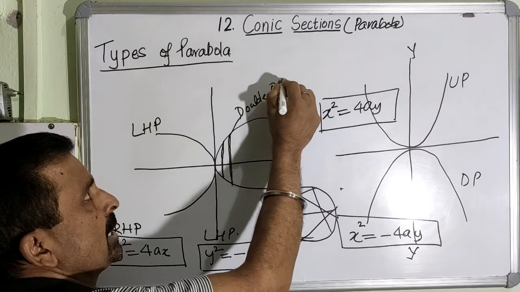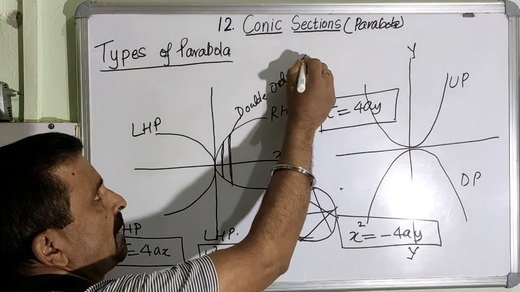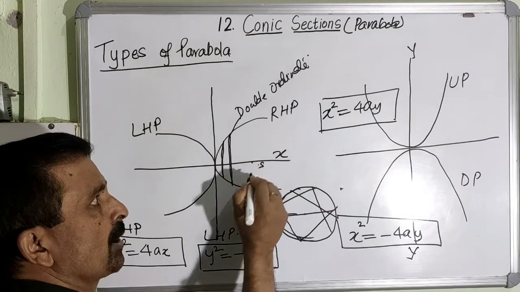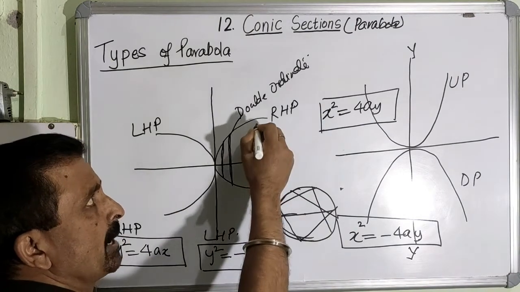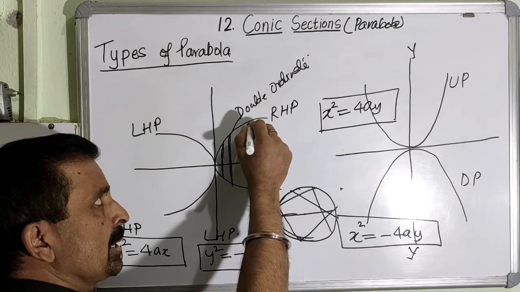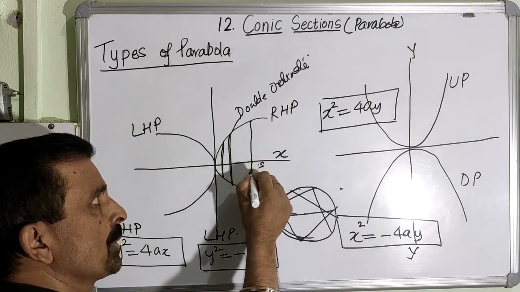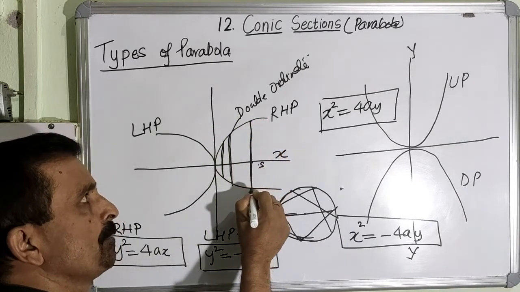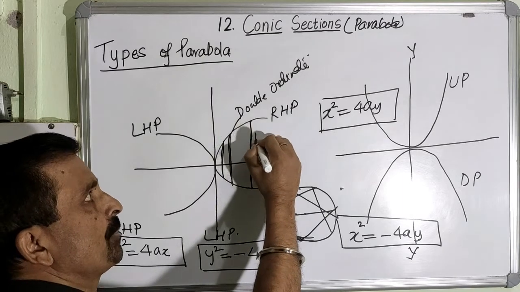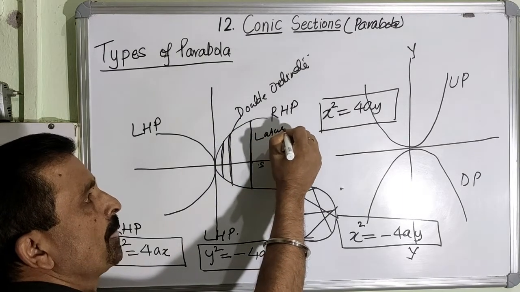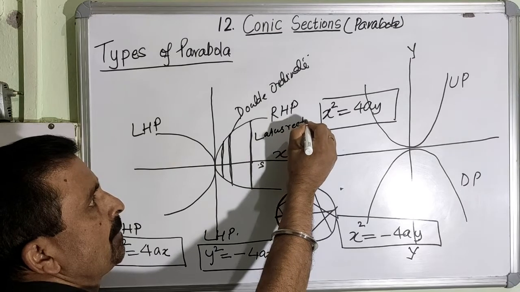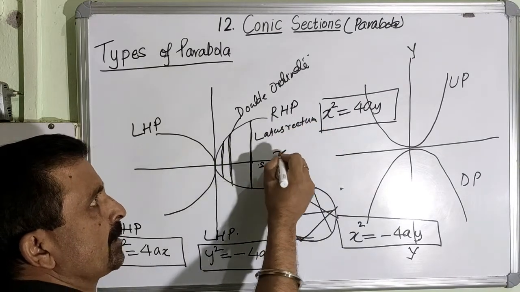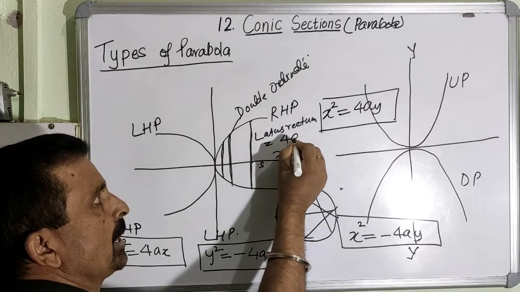Double ordinate, right? And there will be one ordinate that will be passing through the focus. This is S, the focus. There will be one double ordinate which will be passing through the focus, and this double ordinate which passes through the focus is called the latus rectum, right? And the length of the latus rectum is always 4a.